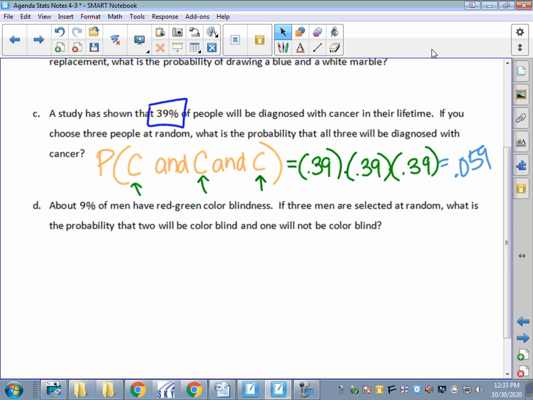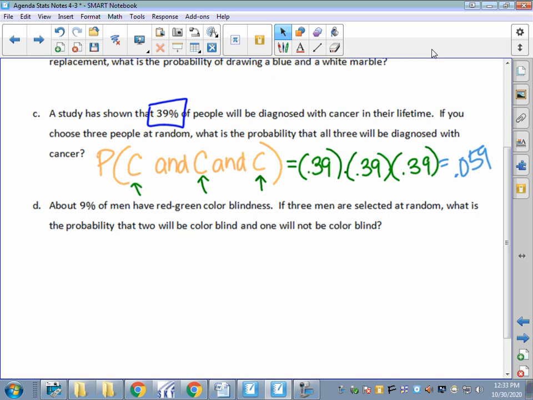Also, just to be sneaky, if the study has shown that 39% of people will be diagnosed with cancer, I could ask you what's the probability that someone is not diagnosed with cancer. So if 39% of people are, then that would make what? 61% of people who are not. So they sometimes throw a little sneak attack in there, so watch out for those.